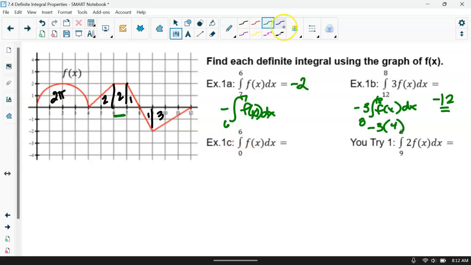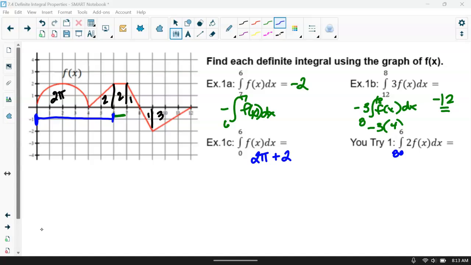Then 0 to 6. Well, 0 to 6, no flip, no nothing. So we're just focusing on the original, but the boundaries are 0 to 6. So here that is 2 pi plus 2. So go ahead and pause the video and try this one on your own. Now this is a little snafu, sorry. This was supposed to be 8, not 9. So 8 to 6. Go ahead and pause the video.